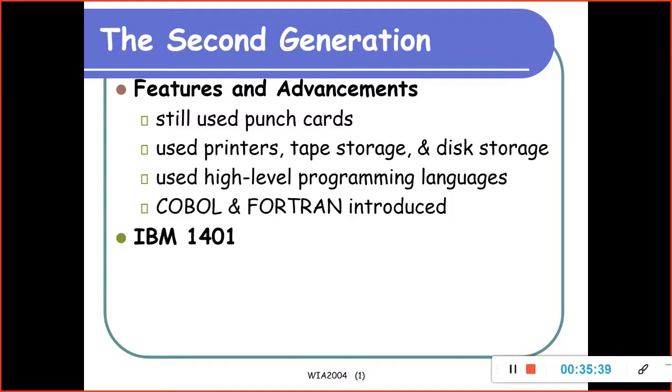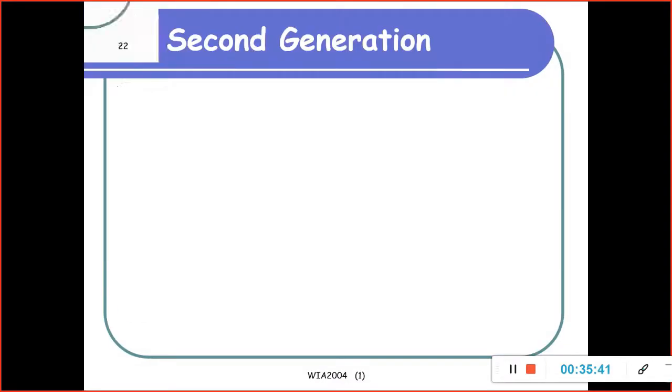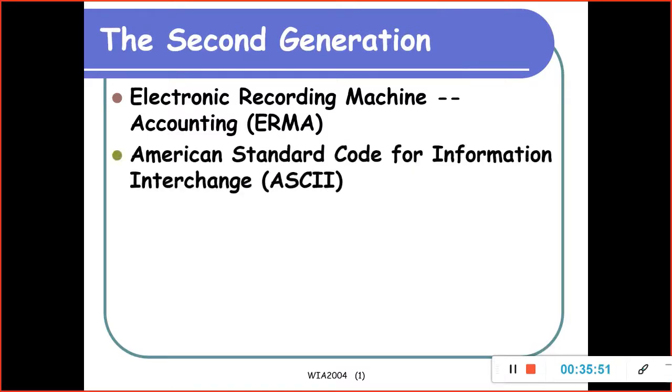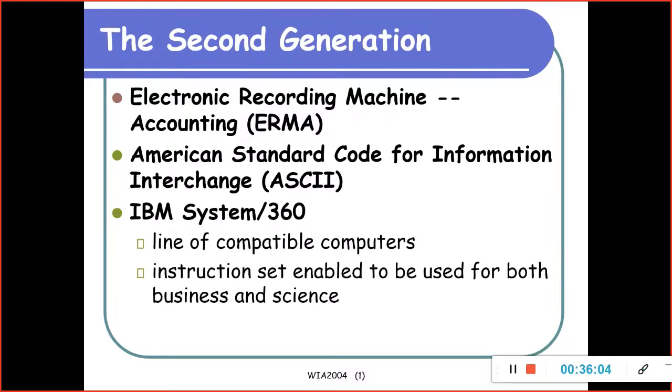And you have the IBM 1401. This is a second generation machine as well, along with the Electronic Recording Machine Accounting, or ERMA. And then you have ASCII, the American Standard Code for Information Interchange, where characters like A, B, C have a binary number. And then you have the IBM System 360, a line of compatible computers whose instruction set could be used for both business and science.